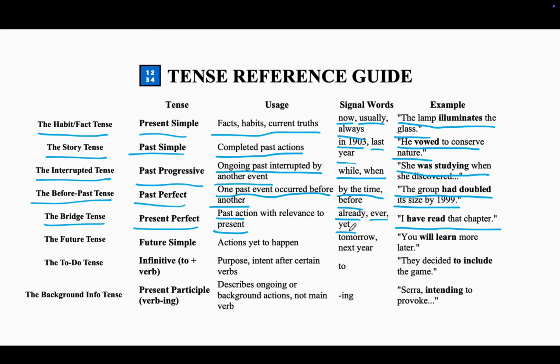Next up, we have future simple, or I call it the future tense, which is pretty self-explainable. Future simple is for actions that will happen. For example, you will learn more tomorrow. And of course, you'll see some signaling words such as tomorrow, next year, or later, or anything in the future.